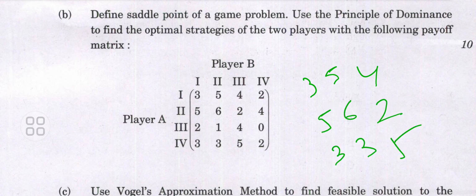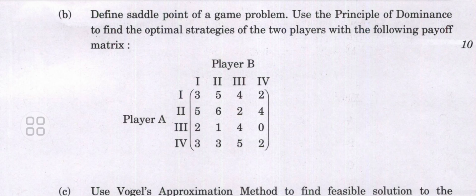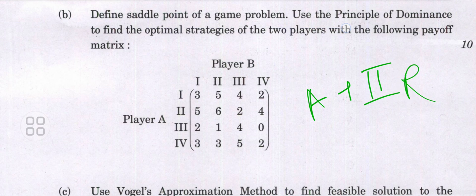The minimum values in each row: row 1 is 3, row 2 is 2, and row 4 is 3, and the maximum values: column 1 is 5, column 2 is 6, column 3 is 5. So what will be the strategy? A should choose row 2, and B should choose column 2. So the optimal strategy for player A is to use their second strategy and player B to use their second strategy.